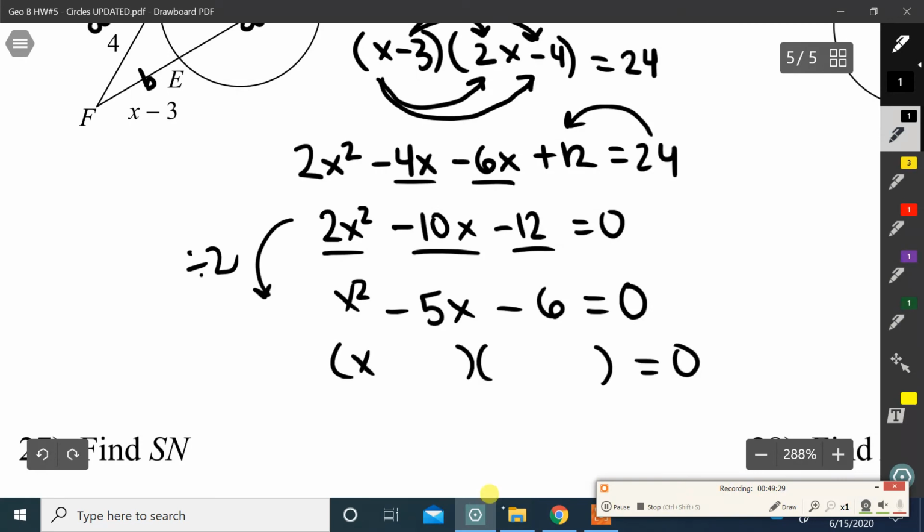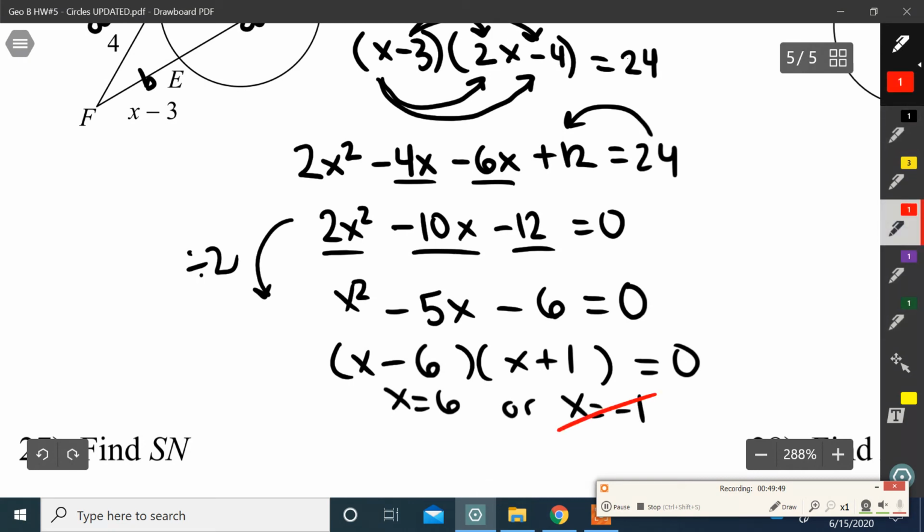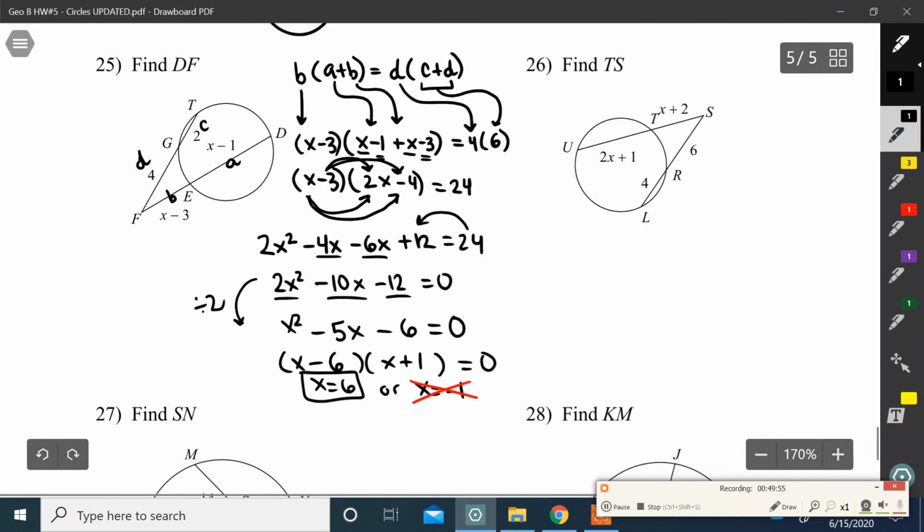We got x minus 3. I'm sorry, not x minus 3, x minus 6 and x plus 1. That makes more sense. So that means x is equal to 6 or x is equal to negative 1, but as we said, this will not work. So x is equal to 6 right there.